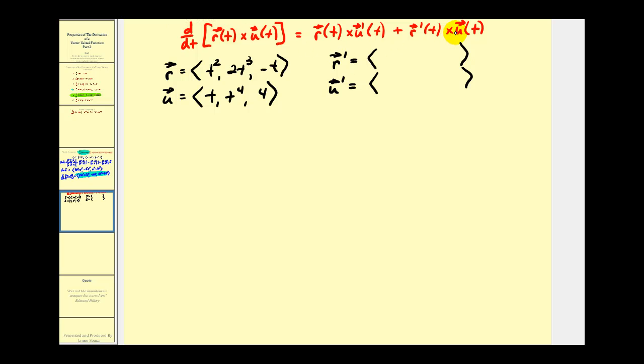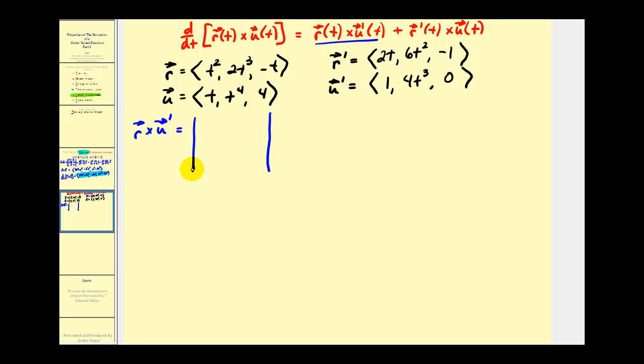Notice to evaluate the right side we are going to have to find the derivative of the vector-valued functions r and u. Let's go ahead and do that now. We would have 2t, 6t squared, and negative 1. And for u prime we'd have 1, 4t to the third, and 0. Let's go ahead and find this cross product first. So again, the first row will be i, j, k. Second row will be t squared, 2t cubed, and negative t. And the third row will be from u prime, so we'll have 1, 4t to the third, and 0. Let's go ahead and evaluate this.